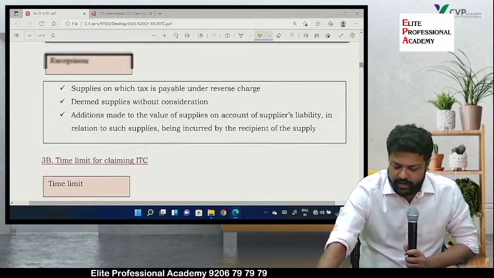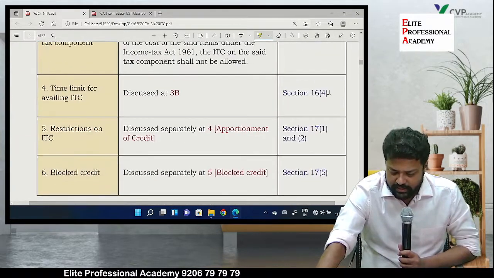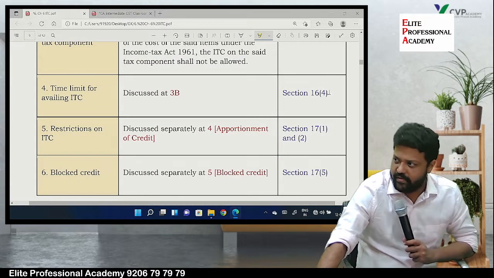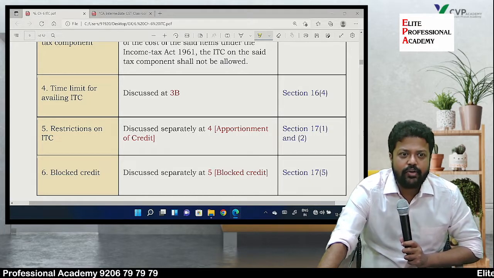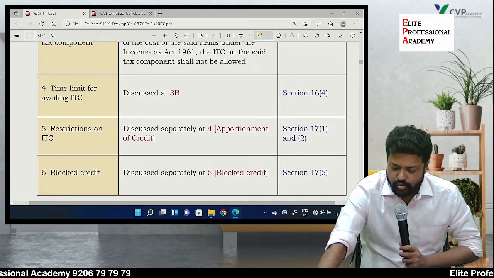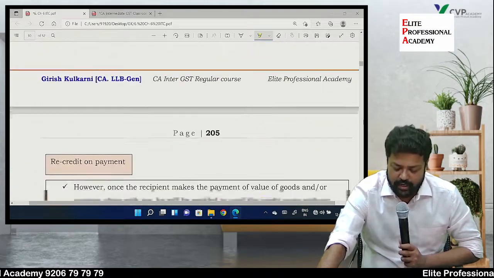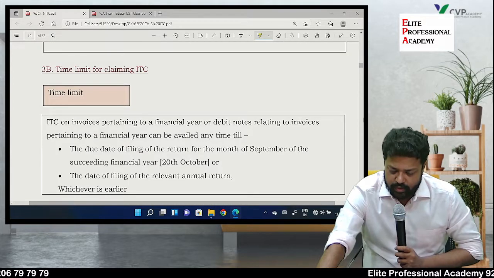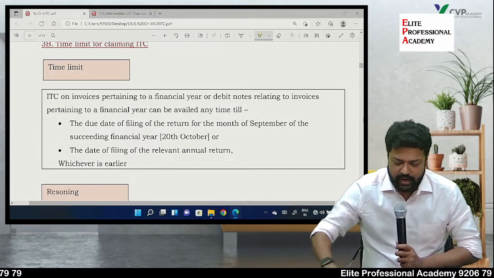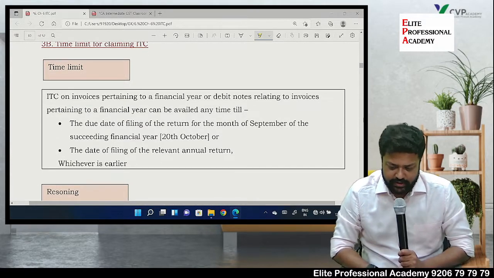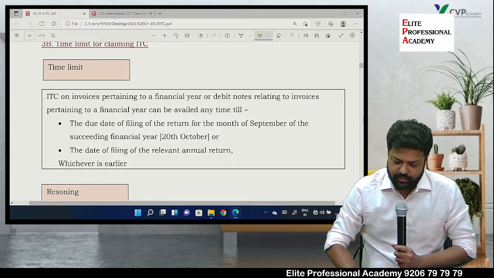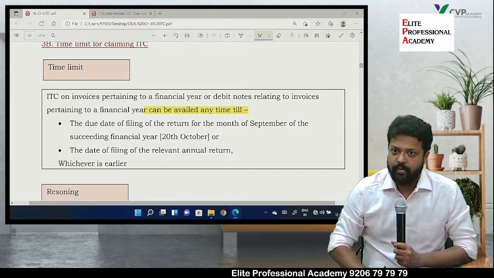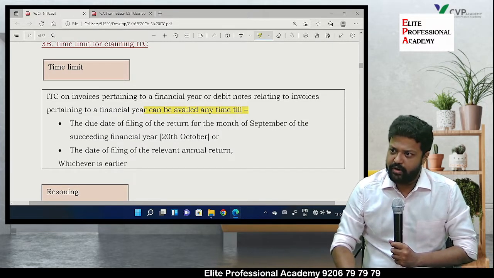Now next point, next condition in other conditions is the time limit for availing ITC. Now this we have discussed already, availment and utilization, the difference between the two. So there is a time limit which is prescribed in the law. Let us see what that time limit is. ITC on invoices pertaining to a financial year, or debit notes relating to invoices pertaining to that financial year, can be availed anytime till, means up to this date only you can claim the input tax credit.